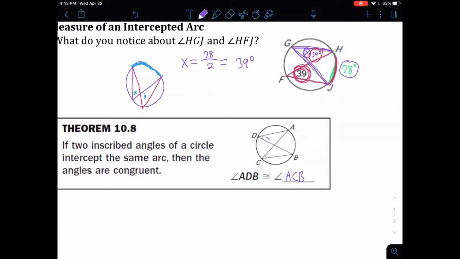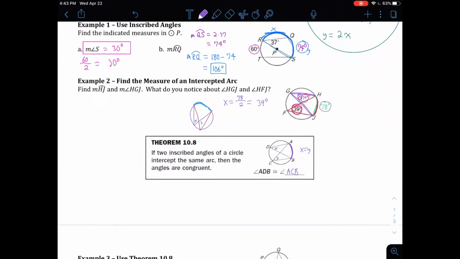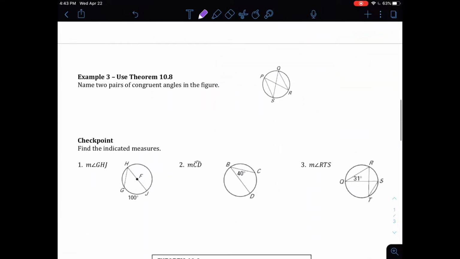So these angles, this is x and y. If they both meet the same arc like this, they're going to be congruent. X equals y. Okay? All right, moving on.